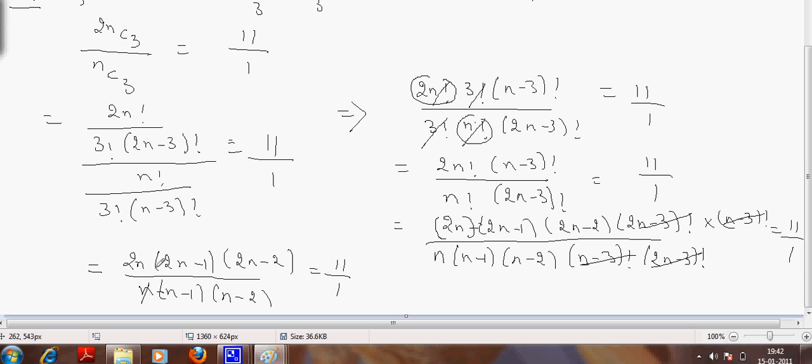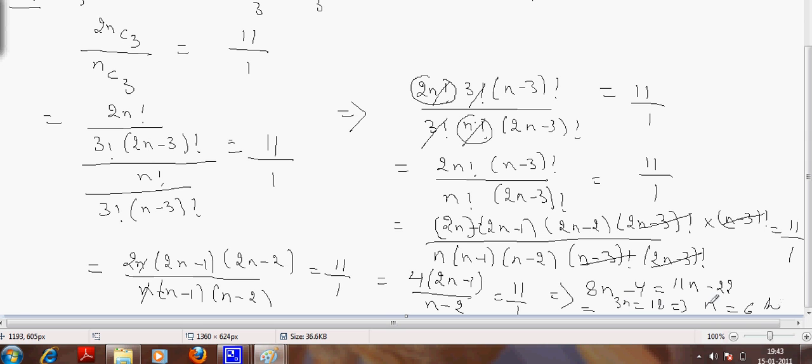N will be cancelled out by n. Taking out 2 in common, we get n minus 1. So n minus 1 will be cancelled out by n minus 1. The remaining term will be 4 times 2n minus 1 divided by n minus 2 is equal to 11 by 1, which implies that 8n minus 4 is equal to 11n minus 22, which gives 3n is equal to 18, which implies that n is equal to 6, which is the required answer.